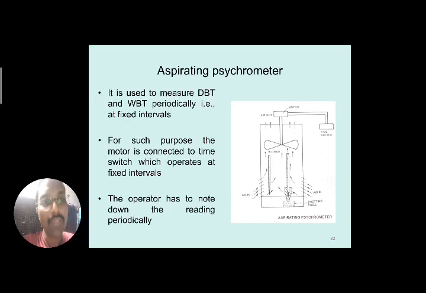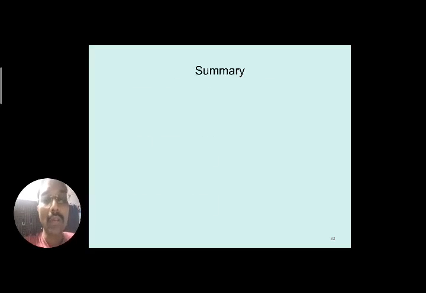Whenever it takes place automatically, at every time interval we fix in the time switch, the operator has to take the reading periodically and check at regular intervals, or every 1 hour, what the changes are in the dry bulb and wet bulb temperature. This can be checked accurately in this aspirating psychrometer, compared to the other psychrometers. Okay, so this is regarding today's video session.